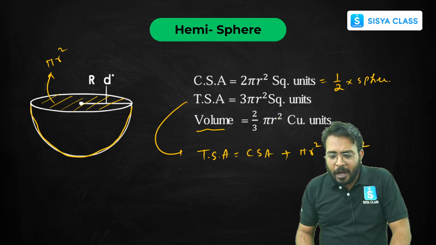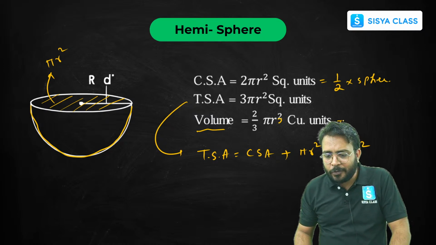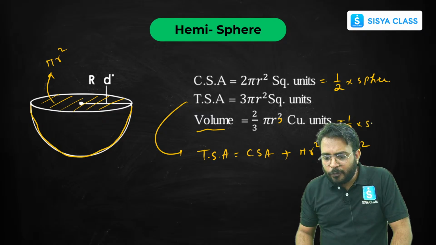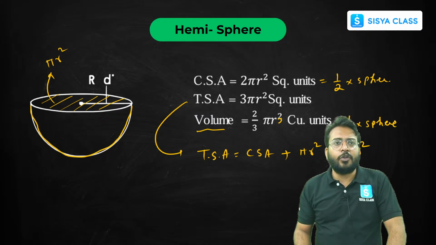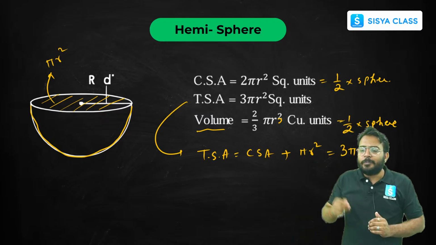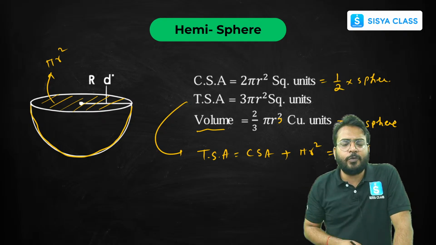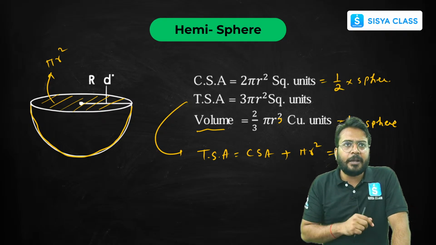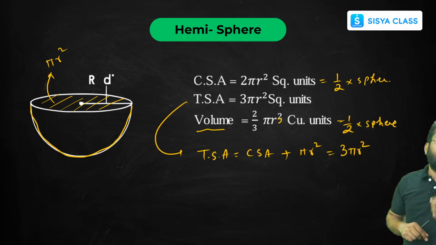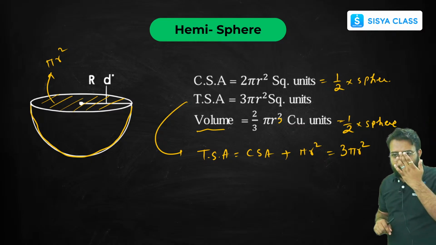It is going to be half of the volume of your sphere. Yes or no? Half of the volume of your sphere, beta. That is going to be half into 4 by 3 pi r cube. So when you solve this, you will be getting 2 by 3 pi r cube. All right, if you want to take a screenshot now, you can take it.